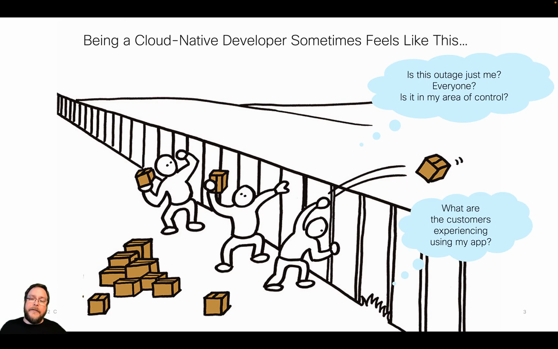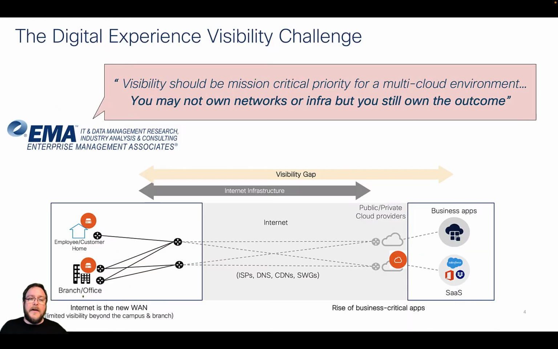As a cloud native developer, sometimes I feel like I develop some of the best things and then I throw it over the fence to my customers. But my applications are dependent on the big I internet, and there are outages all the time. Sometimes they impact me, but many times they don't. So I often wonder, is this outage impacting me? Is it impacting everyone? Is it within my span of control? And what is my customer experiencing as my application uses dependent services across the internet?